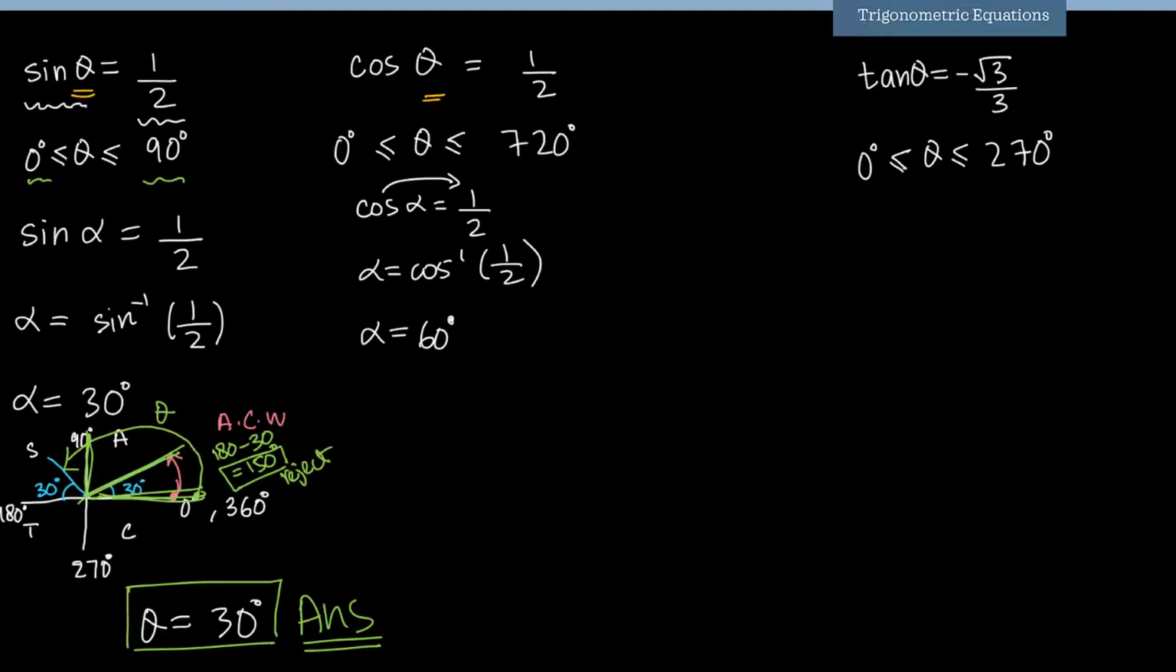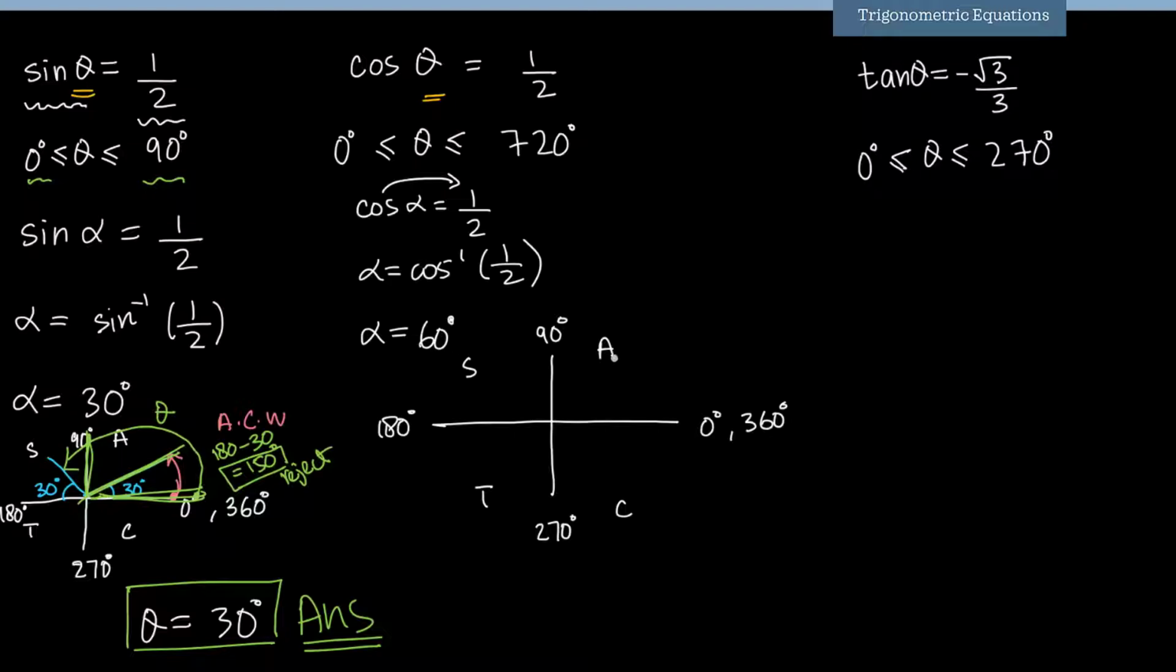Now I'll draw my 4 quadrants. These are my 4 quadrants, which are named A, S, T, C. This is 0 degrees here, this is 90 degrees, this is 180 degrees, this is 270 degrees, and back over here 360 degrees. From the equation, I can see that the cosine function is positive. So I'll need to look in which of my quadrants the cosine function is positive.